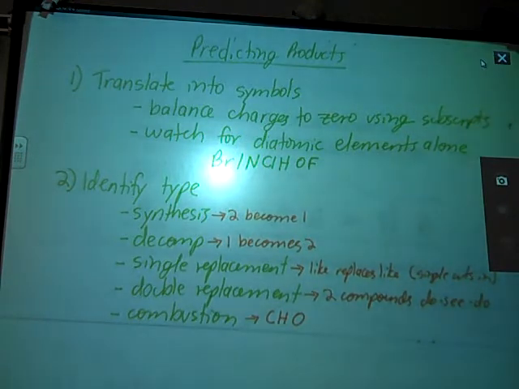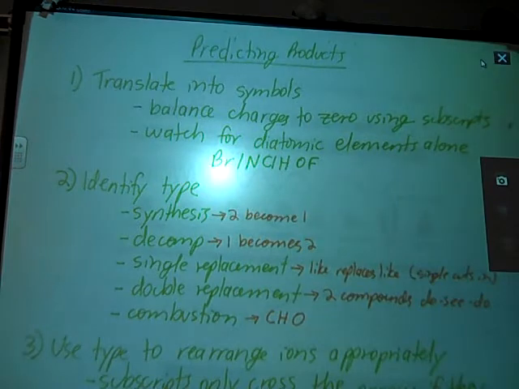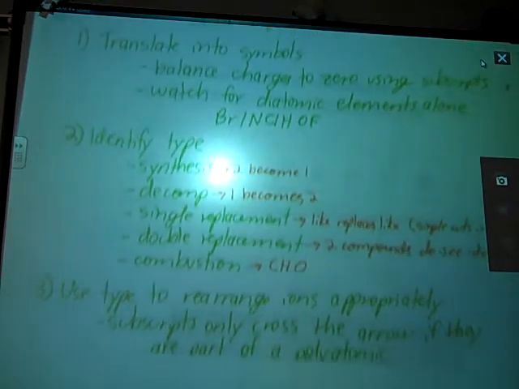We had 5 types. Synthesis, where 2 things are becoming 1 thing. Decomposition, where 1 item is breaking down into 2 different items. Single replacement, like replaces like, so a single element is going to be cutting in to that dance. Double replacement is our 4th, where 2 compounds do the do-si-do, all of our ions switch. And our last is combustion. Look out for that CHO, C-H and an O.